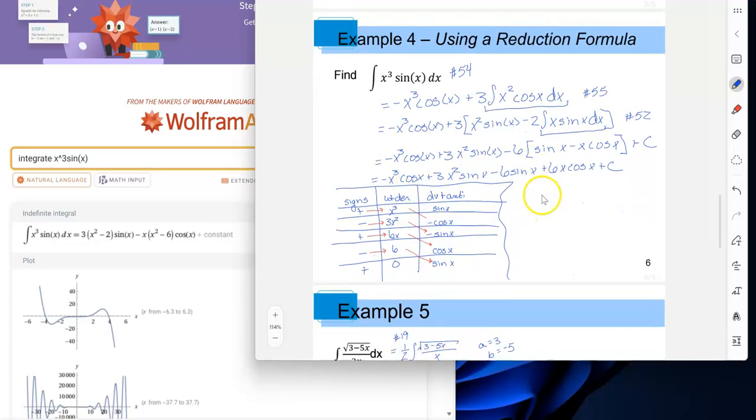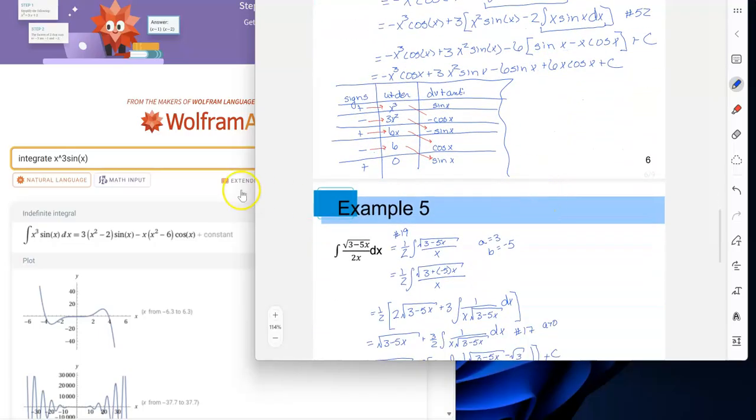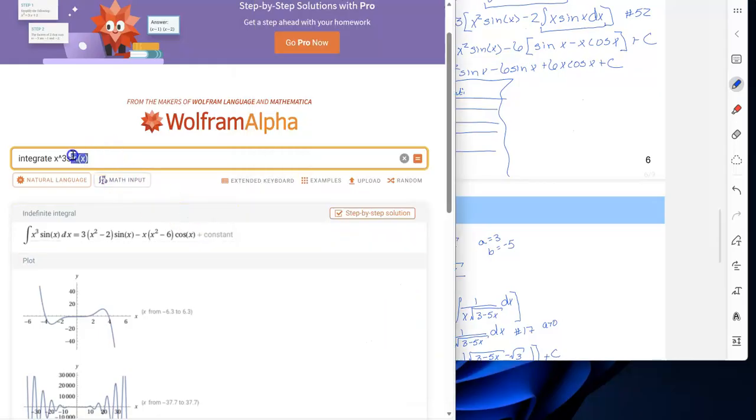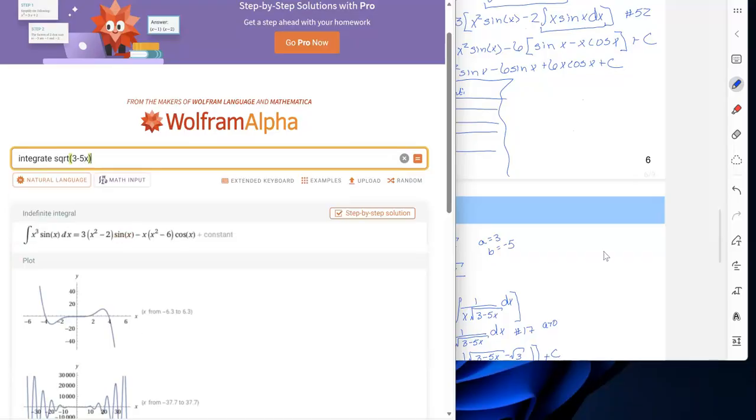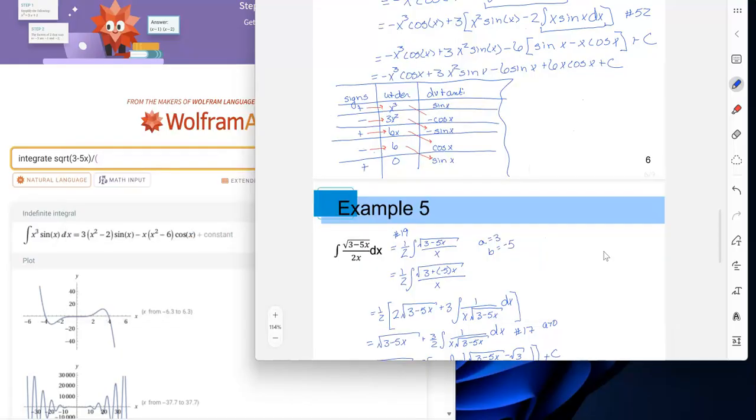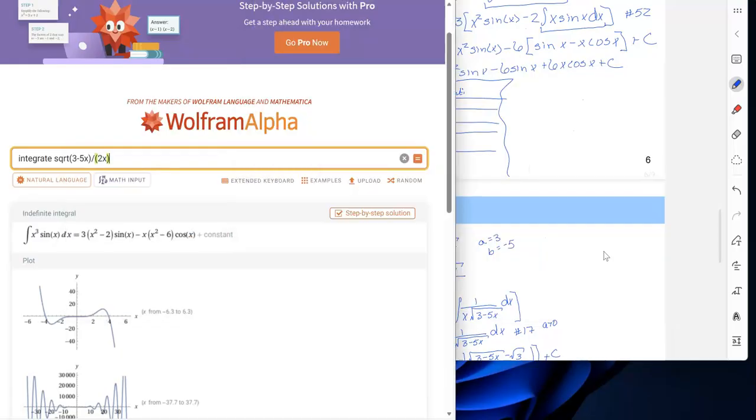Sometimes Wolfram will do things slightly differently than the way that we do them. Like this one, we were using a table. It will give you something that's, I think, not the same thing. Let's try it. Square root of 3 minus 5x divided by 2x.